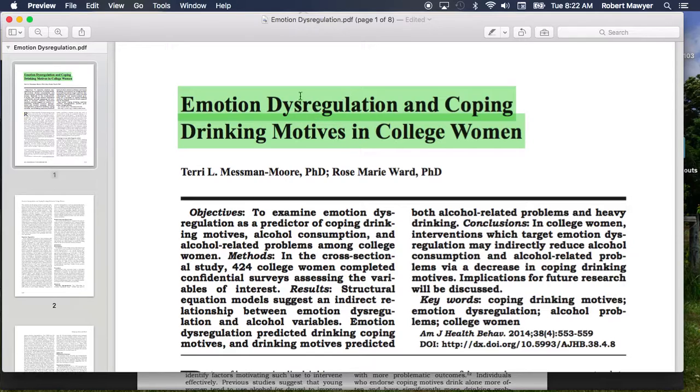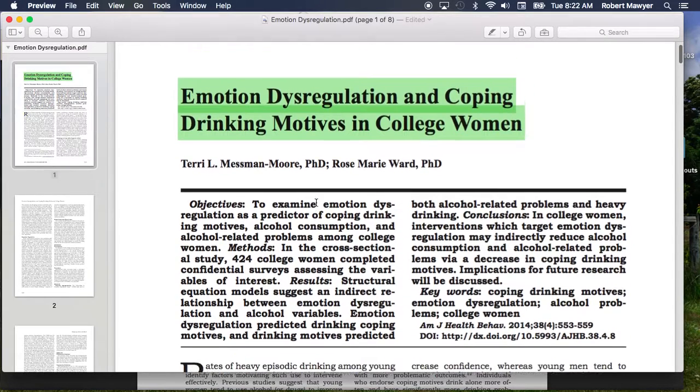So here, the two things that are being studied and linked together are emotion dysregulation and coping drinking motives. And if we just pause for a second, I think what we can see is that these key terms in the title are going to be seemingly really complicated to understand, but also maybe not. Certainly, this term coping drinking motives is something I think that we can maybe make some sense of, and maybe we don't fully understand it yet.